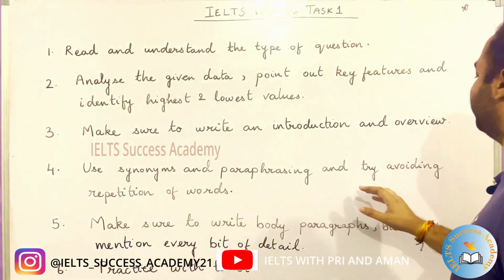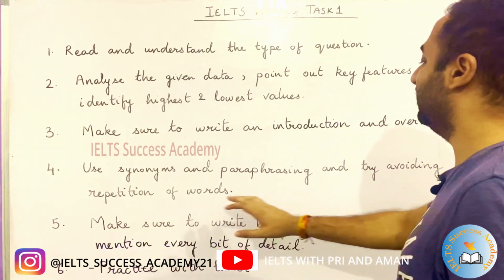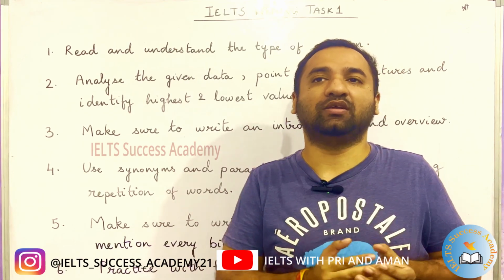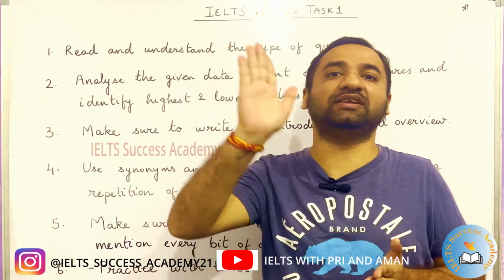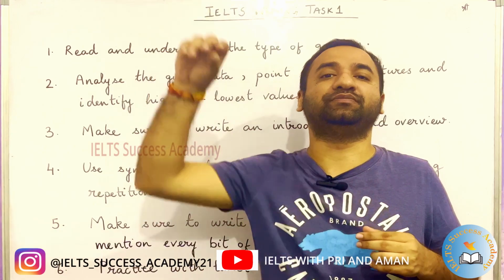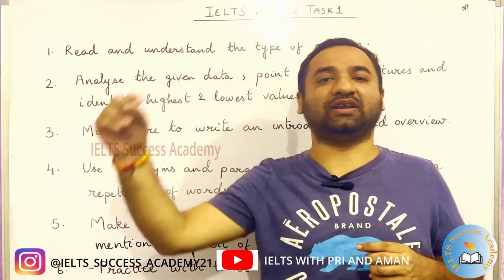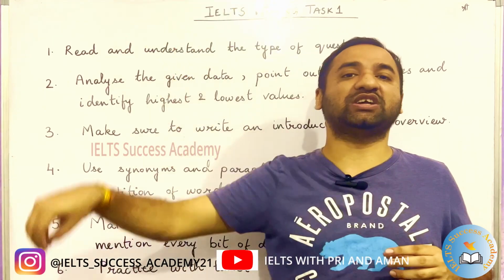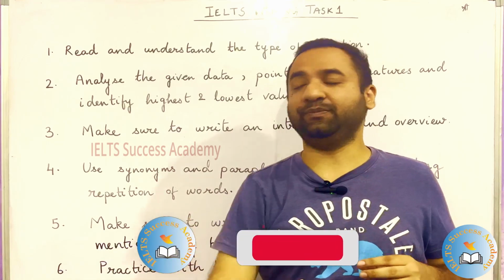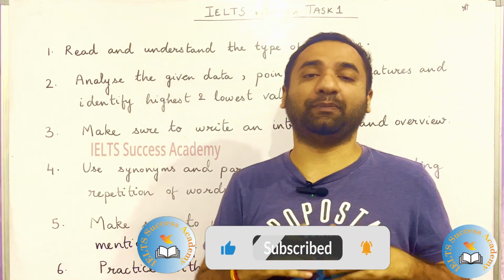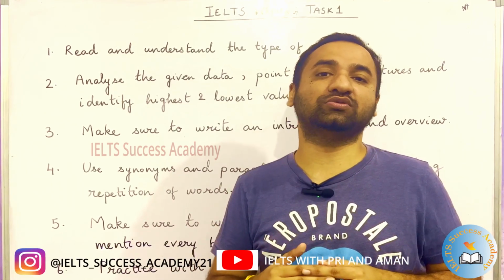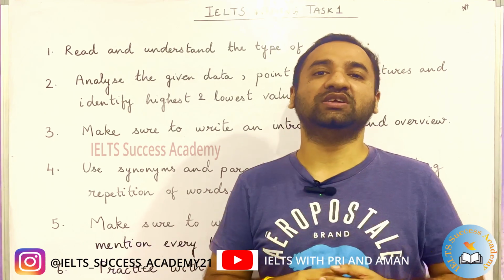Use synonyms and paraphrasing and try avoiding repetition of words. So how can you say that a data point is increasing? What is the synonym for increasing? It has risen. And for decreasing, plummeted. If it is a very sharp decrease, you can say that the data point has plummeted. So avoid repetition of words. I have already posted videos regarding synonyms that can be used in IELTS writing task 1. Please make sure to check that out as well.